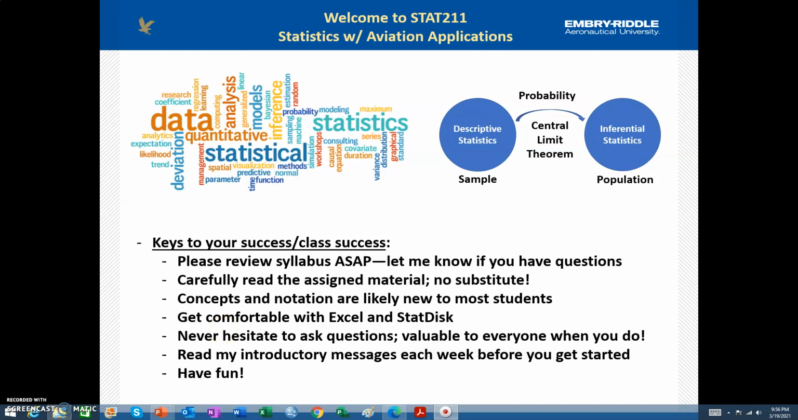But I'll go back to the top of the list here and talk about some things we want to get done this week, and really some things to emphasize as we go through the course. Number one, obviously, please read the syllabus and make sure everything is clear in there. If it's not, send me an email or give me a phone call. My contact information can be found in the course in the instructor information block.